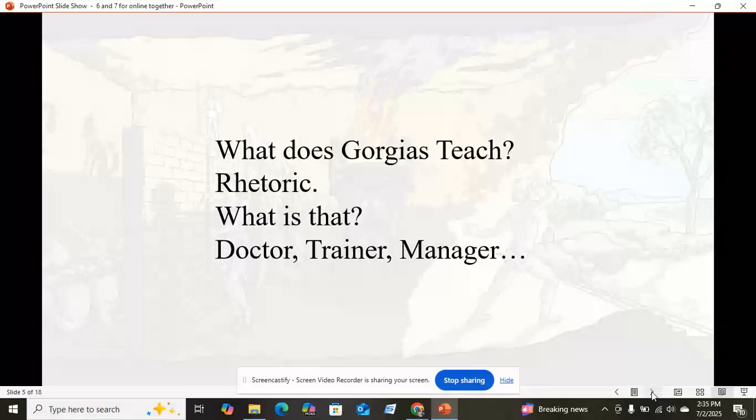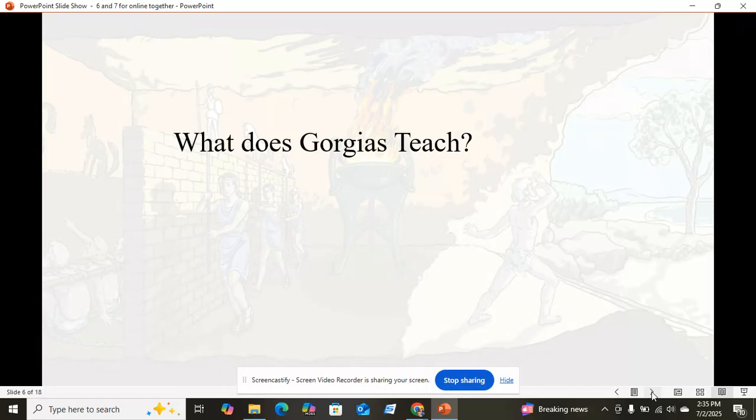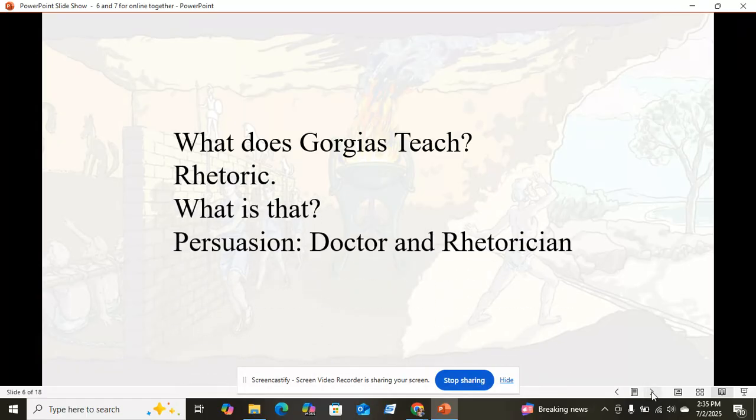Here's why. Doctor, trainer, manager, they require real knowledge of how the body works, of how sickness works, of how money works, of how society works. What is rhetoric? What's the law? What is the knowledge that rhetoric depends upon? Does it depend upon knowledge? That's the question. So when we get to what is that, here's the issue.